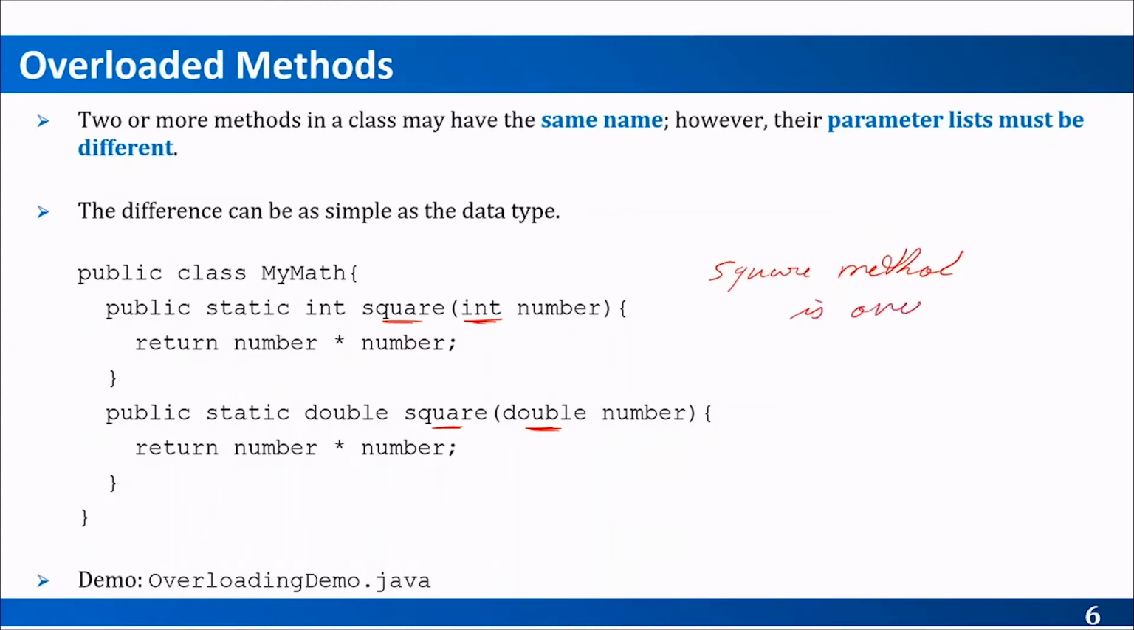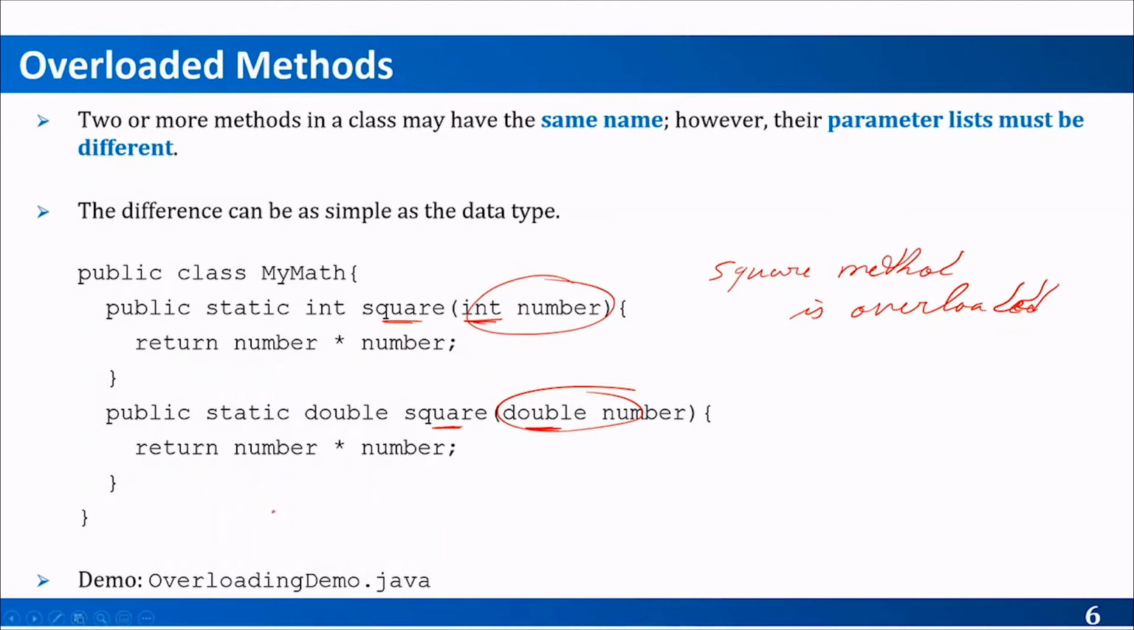So this means two methods in the class share the same name. However, you will notice that they have different parameters list. Even though they have the same parameter name here, number and number, that doesn't matter. The difference in parameter list comes from the fact that one of them is taking an integer and the other is taking a double. So that makes the difference.